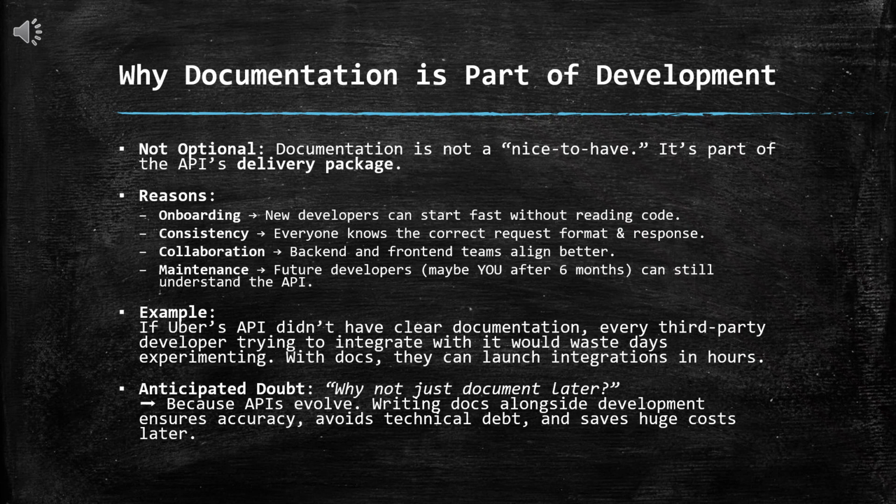Without clear documentation, imagine how much time a developer trying to integrate with a major API like Uber's would waste just experimenting. With docs, they can launch integrations in hours. If you ask, why not just document later, the answer is simple: APIs evolve. Writing docs alongside development ensures accuracy, avoids technical debt, and saves huge costs down the road.